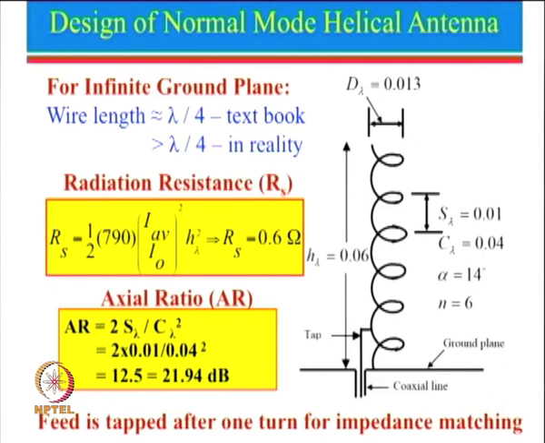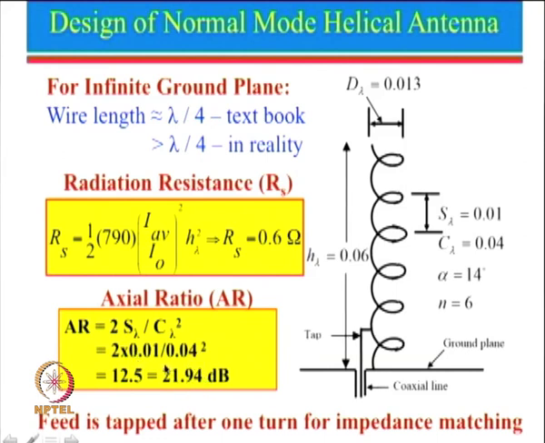So just look at this component over here. If you look at this one, this is 2s lambda by C lambda. Now suppose we take C lambda large, if this is a larger value, then this will reduce, and if this reduces, my axial ratio will improve.